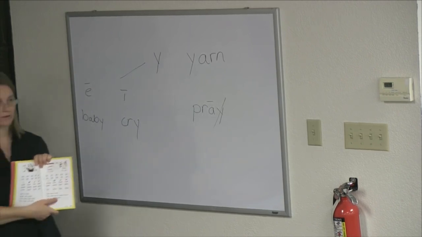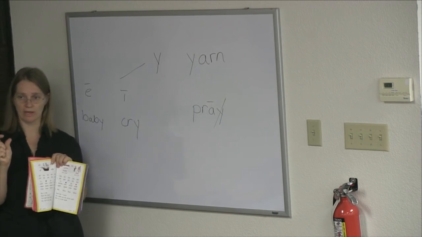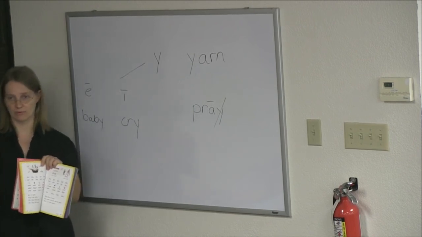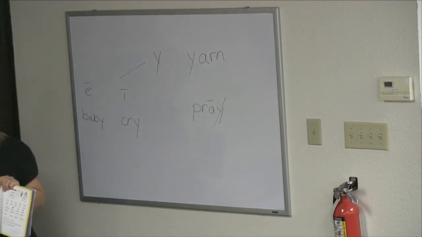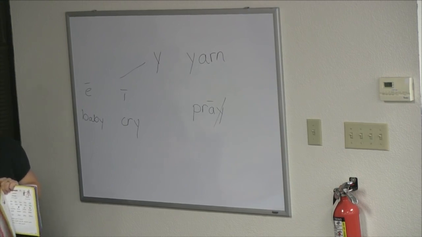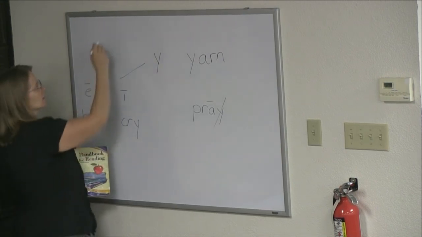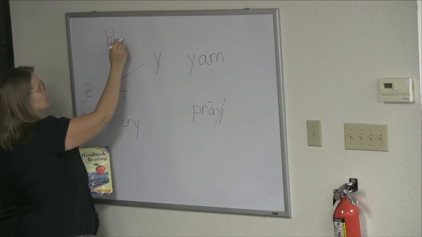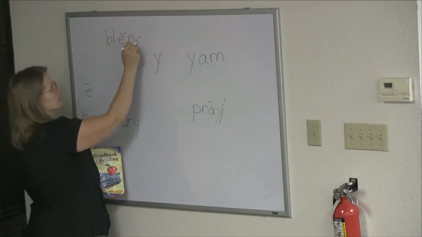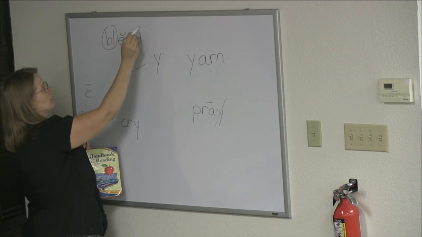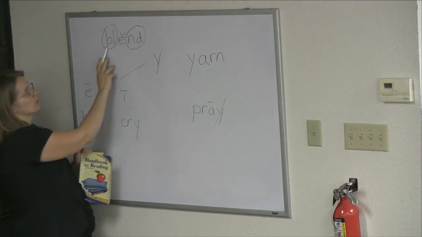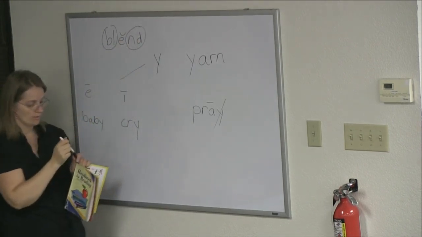Diphthongs. A diphthong is two letters that go together, but they're different from a blend, because in a blend you say both sounds. When I say blend, it has bl, e, nd. I have a blend here, and I have a blend here, because you can hear both the bl and the nd. Well, that's a blend.